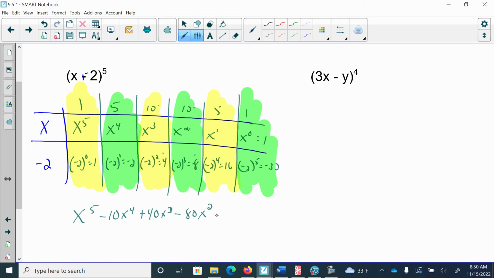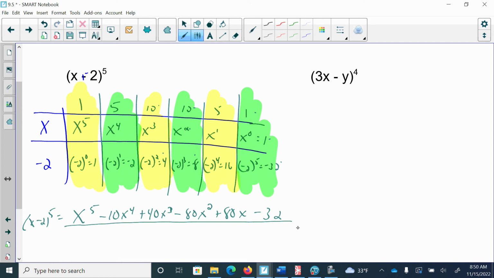And 5 times 16, which will be a positive 80x, and just x to the 1st, so I could write the first if I want. And then we have 1 times negative 32, so minus 32. So this x plus, oh, actually it was x minus 2. X minus 2 raised to the 5th power. This is the expansion of that. So that's not bad. That's not bad at all, as long as you do the pattern.